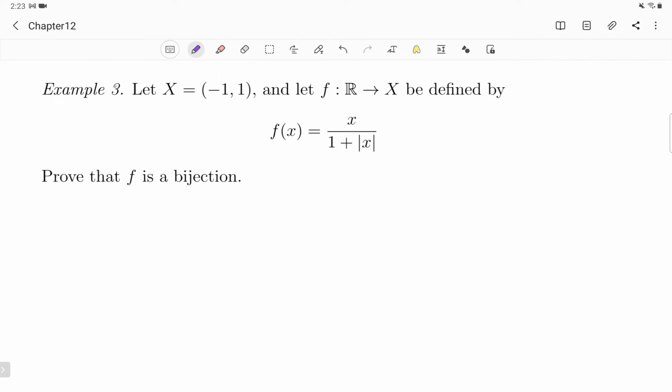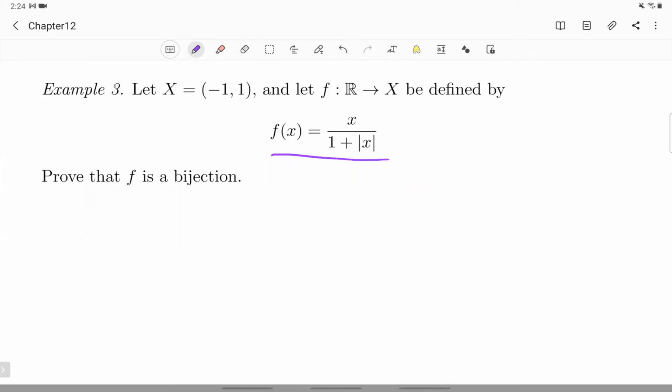So here we go. We have a crazy function. Notice it is going from the real numbers, so that's my domain, into some set X. Well, it told me what X is. X is -1 to 1. And this is my function. That looks a little funny, so let's go ahead and graph that. I'm going to go to desmos.com and graph that.